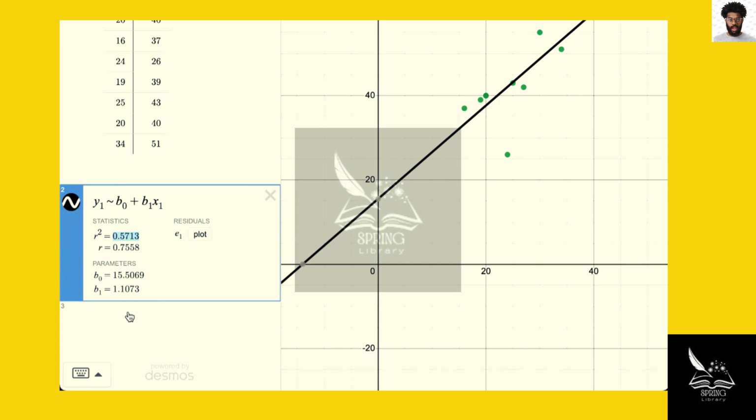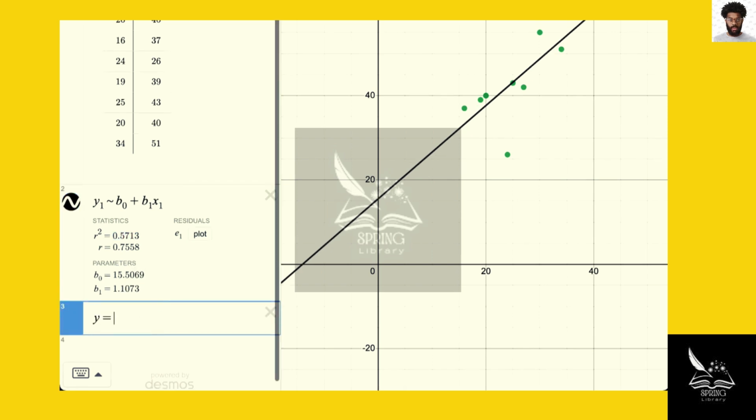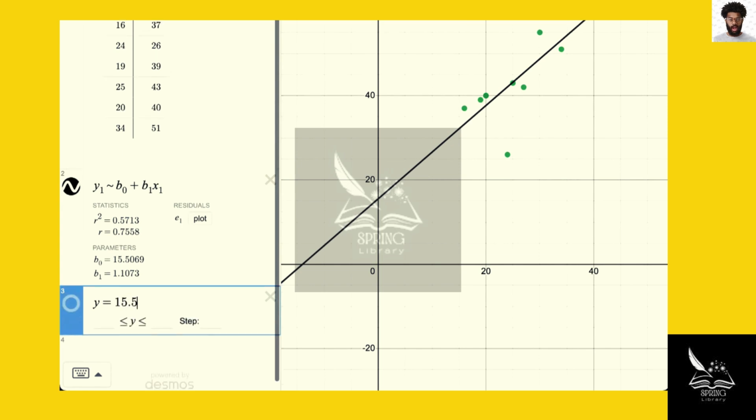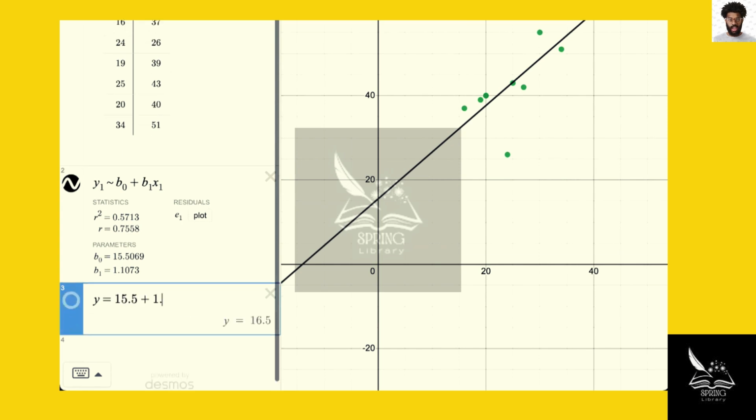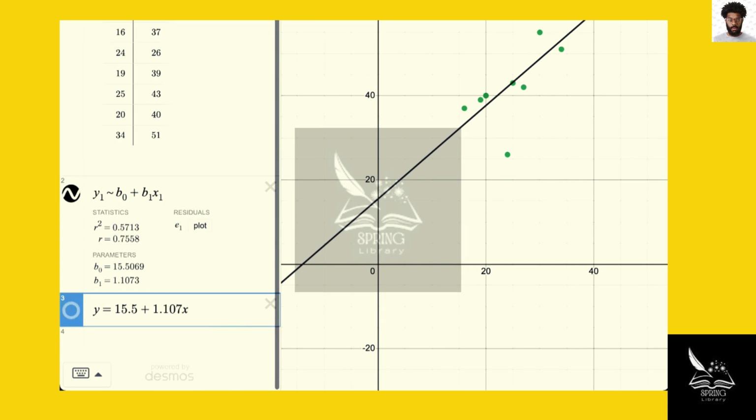The equation is y equals 15.5 plus 1.107x. You can round accordingly, but the y-intercept is 15.507, and the slope is 1.107. You can see the graph and the points.